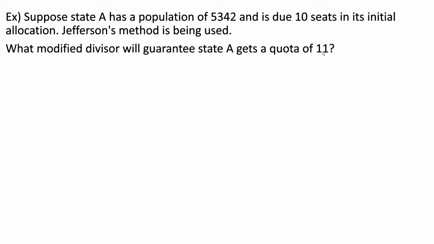And we want them to get more seats because in Jefferson's method, you always start out by allocating too few seats. So if we were to take 5,342 and divide it by 11, we end up getting 485.6363..., but we'll just round it off to 4 decimal places.